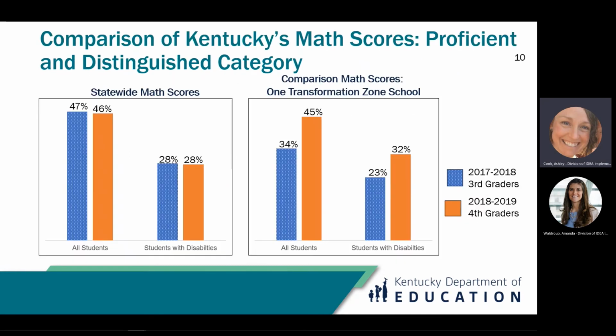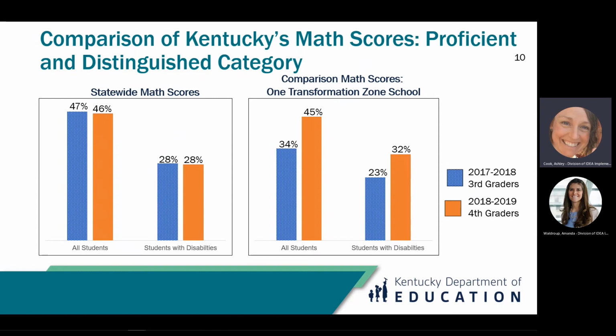So we wanted to take a little time to also look at some data that's accessible to those of us who don't have a research team. And so we're looking here at comparing Kentucky's math scores again. We're looking at just the proficient and distinguished categories this time. In our left-hand group of scores, that is looking at statewide math scores. And in both graphs, we are looking at the blue with the white dots is 2017-18 third graders, and the orange is 2018-19 fourth graders.